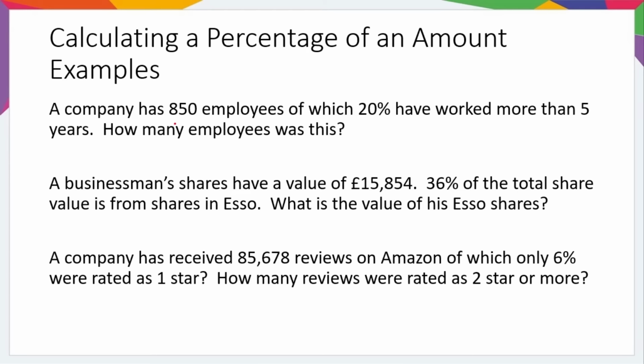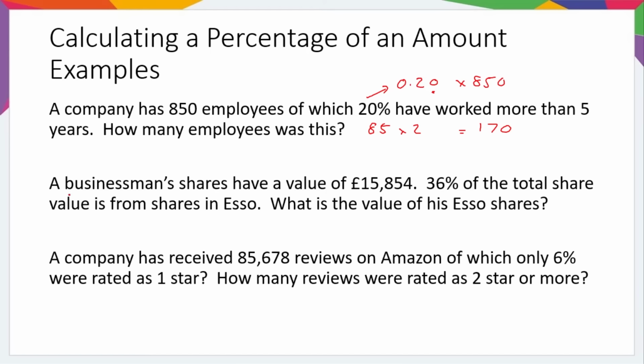So let's have a look at some examples. A company has 850 employees, of which 20% have worked more than 5 years. So we need to work out 20% of 850. I think you can do this without a calculator. 10% is 85, so 20% is 85 multiplied by 2, and 85 times 2 is 170. If you're using a calculator, then the multiplier for 20% is 0.2 or 0.20. Again, the 0 doesn't need to be there, times 850.